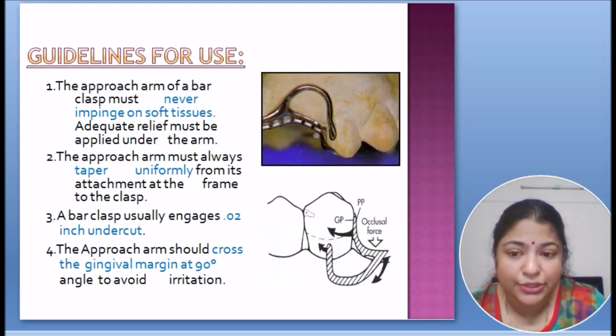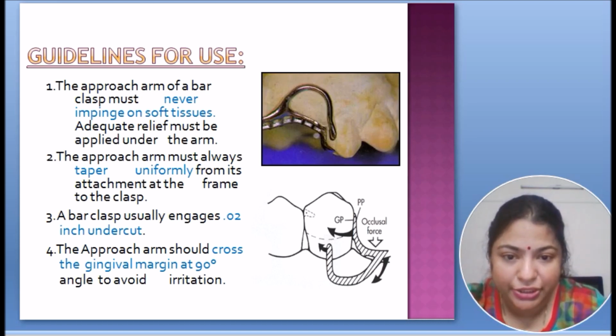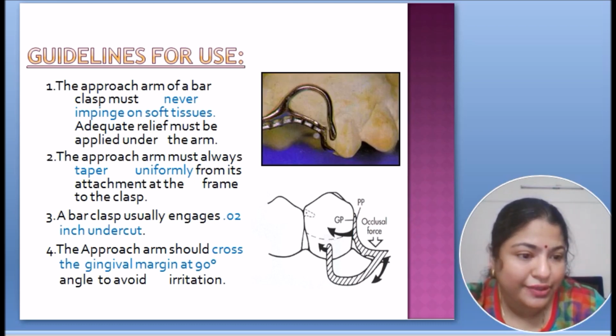So what are the guidelines for use? The approach arm of a bar clasp should never impinge on the soft tissues, because otherwise it will lead to tissue injury and inflammation. So adequate relief should be applied under the arm. The approach arm must always taper uniformly from its attachment at the frame to the clasp. A bar clasp usually engages a 0.02 inch undercut. The approach arm should cross the gingival margin at 90 degrees to avoid irritation.